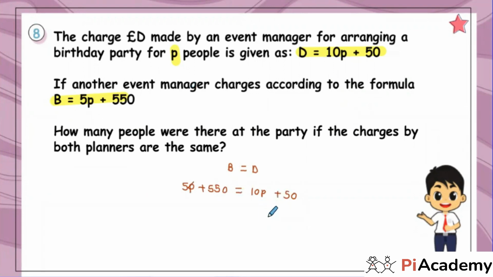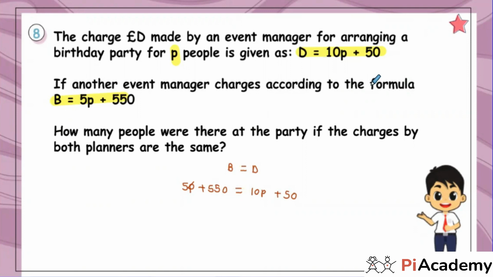What do the 50 and 550 represent for both things? So here, sometimes you have the formula. 10P is, you can say, the variable amount, that depends on the number of people. But 50 is the fixed charge. Okay, so they are representing the fixed charge.